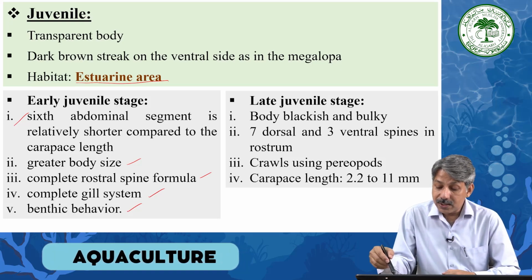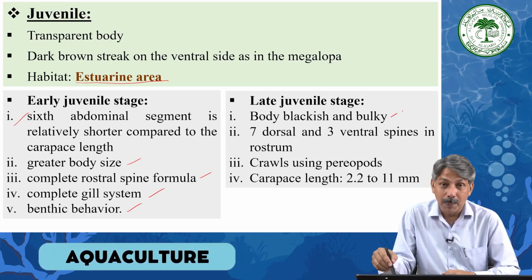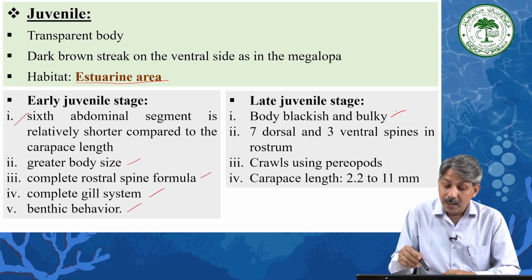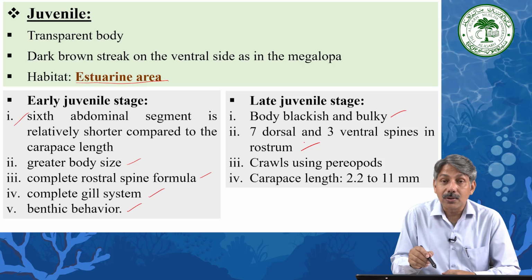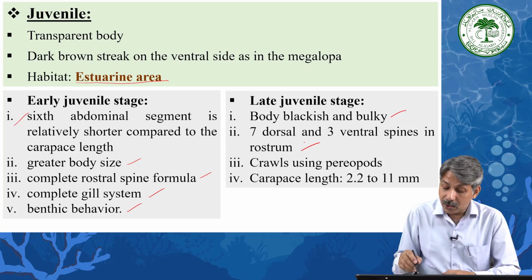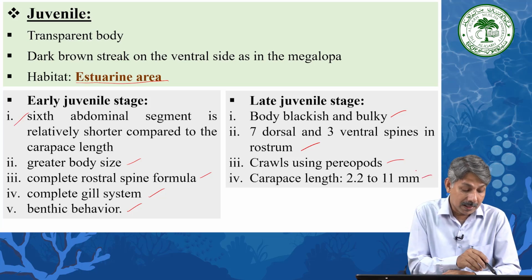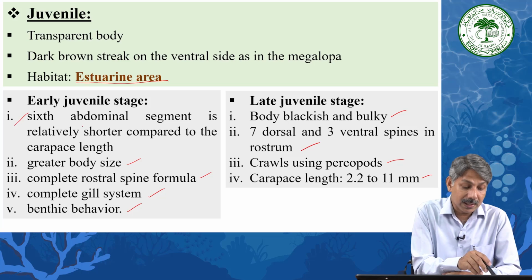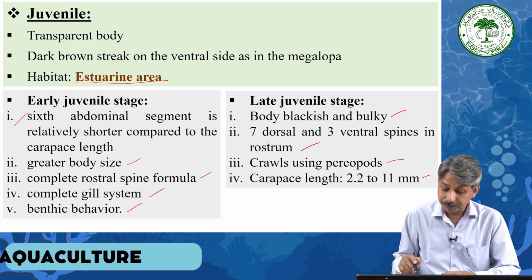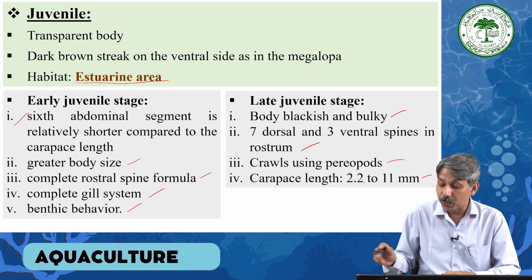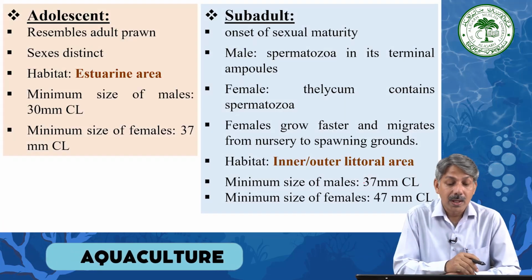Whereas in the late juvenile stage, the body becomes blackish and bulky. 7 dorsal or 3 ventral spines in the rostrum may be seen. It crawls using pereiopods, carapace length 2.2 to 11 mm. And in case of early juvenile stage, the sixth abdominal segment is relatively shorter compared to carapace length. Here carapace length is 2.2 to 11 mm.